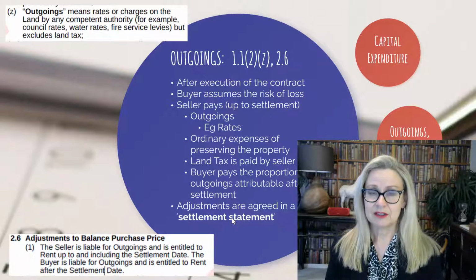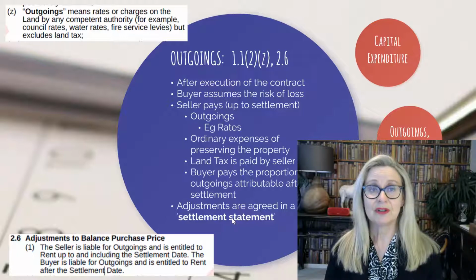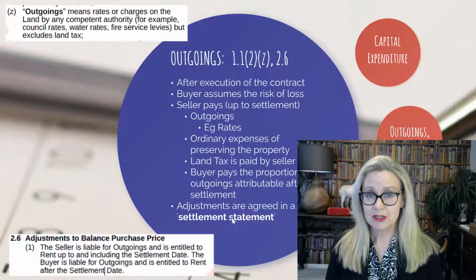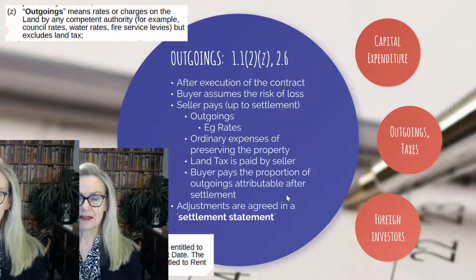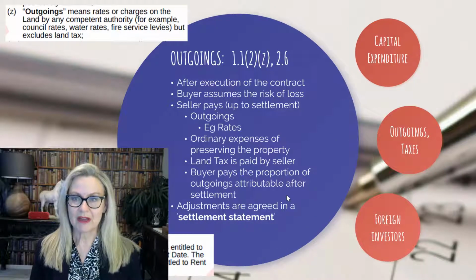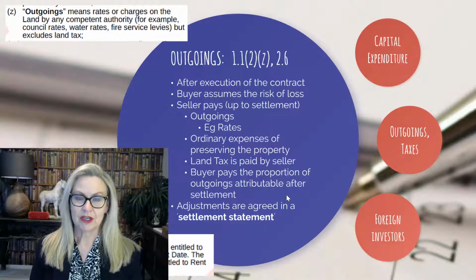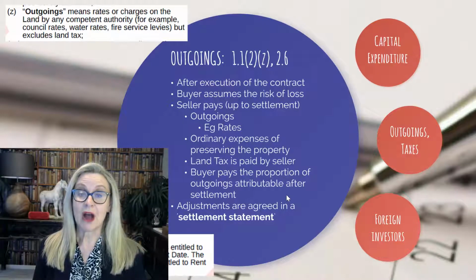The seller, in terms of outgoings, will pay things like council rates and so forth, as defined in the definition, any rates or charges on the land by any competent authority. And they'll also pay ordinary expenses of preserving the property. Land tax is a bit of a different issue, and we'll talk about that in just a moment. The buyer pays the proportion of outgoings attributable after settlement.